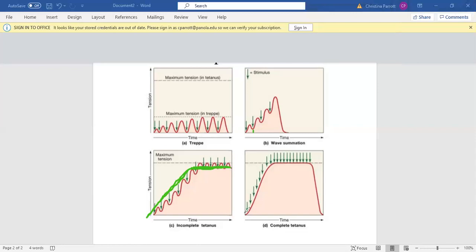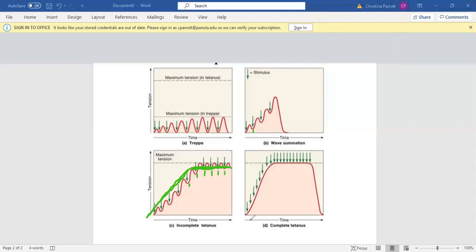And the last one here, oh, let me tell you one thing. In this incomplete tetanus, you do have partial relaxations. So you'll see you have little dips in here. What that is showing you is you still have partial relaxation in your incomplete tetanus.